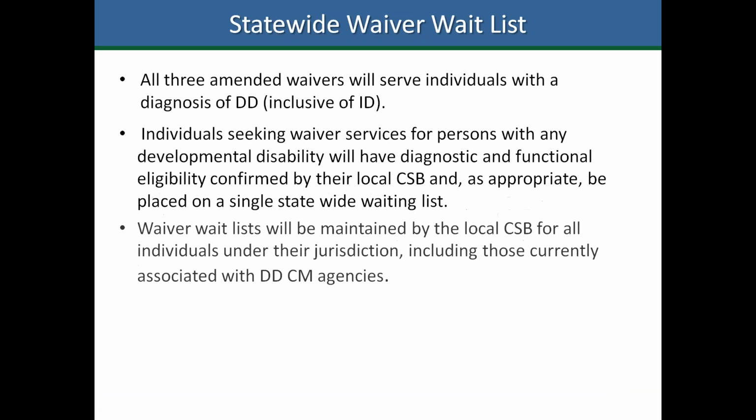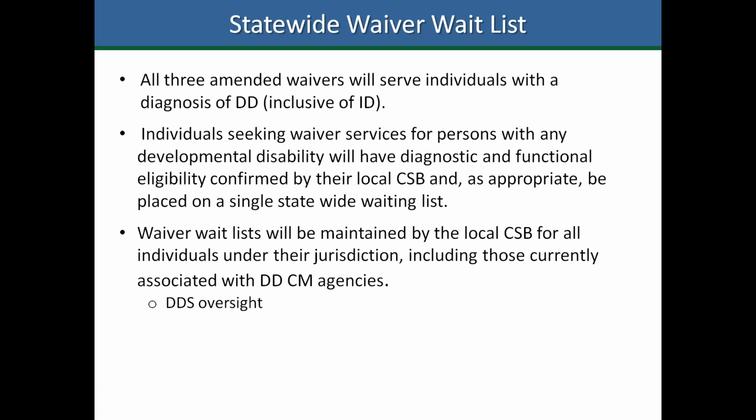So I'm just going to go ahead and show all of these right now. It's easier. So all amended waivers, as I said, will serve individuals with DD diagnosis, inclusive of ID. The CSBs will be the single point of entry in the system for all individuals with developmental disabilities seeking waiver services, and they will confirm diagnostic and functional eligibility at the CSB initially for each person, and then place people on the single statewide waiting list if a slot isn't available for that person immediately upon screening.